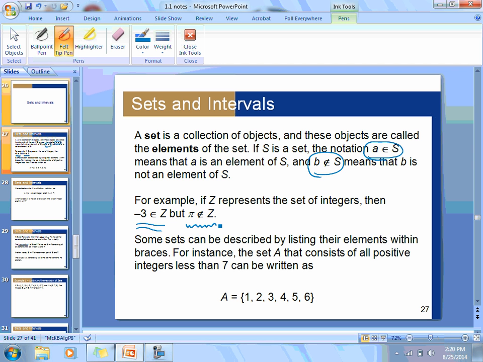Some sets can be described by listing their elements within curly braces. That's what we see down below here. We have the first 6 integers, all the positive integers less than 7. So you'd have 1, 2, 3, 4, 5, 6. A is the set of all of the positive integers that are less than 7, and you can just list them inside the curly brackets like that.